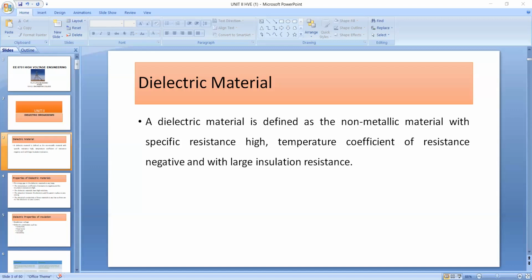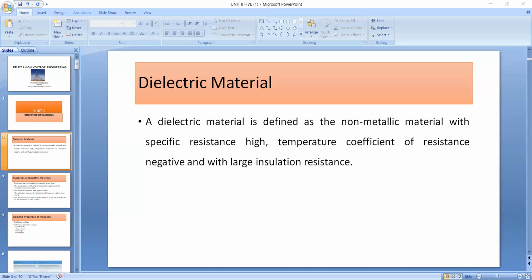Dielectric discharge takes place in two types: non-sustaining discharges and self-sustaining discharges. The mechanism of breakdown is discussed under two different theories. The first one is Townsend's theory, and the second one is streamer theory. In this class, we'll go into a detailed discussion of Townsend's theory.